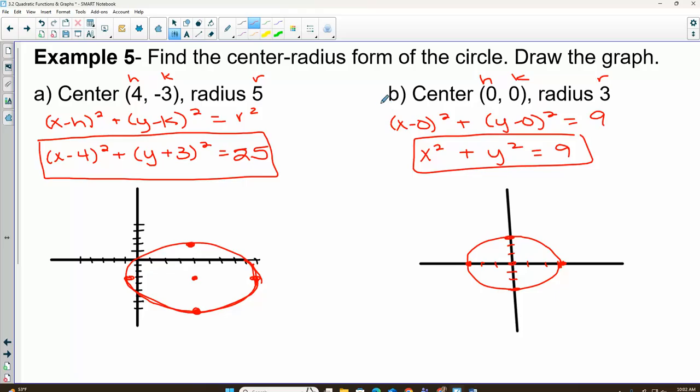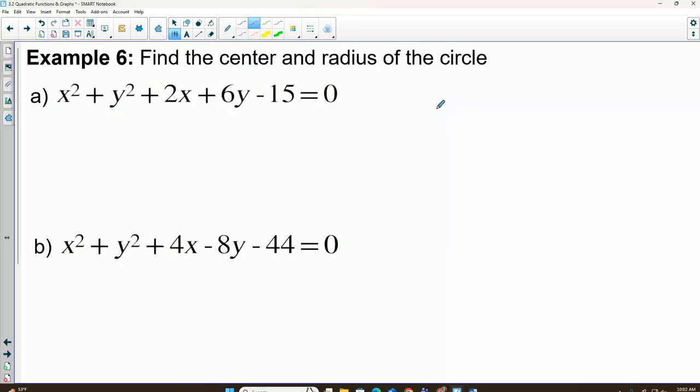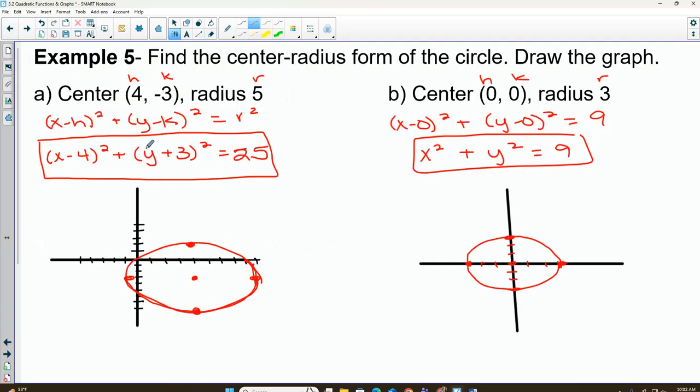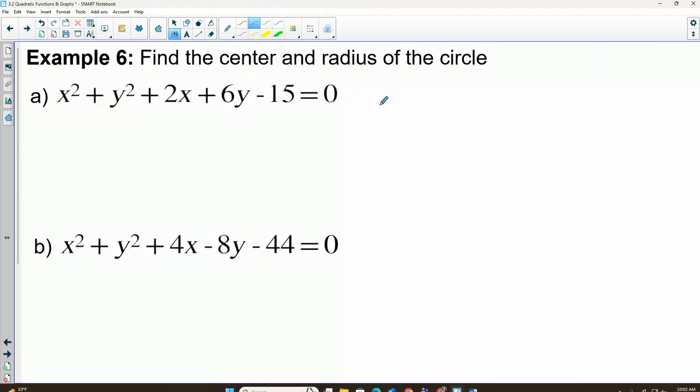Last thing I want to do today is talk about how to find the center and the radius when our equation has been all multiplied out. What I've been giving you, when it's written like this, is center-radius form. If you actually multiplied out the (x minus 4) squared and FOILed it, (y plus 3) squared and FOILed that, you're getting something like this. This is called the standard form.